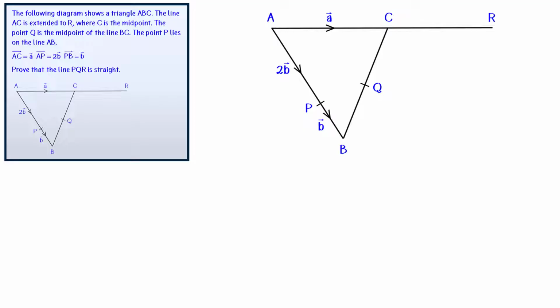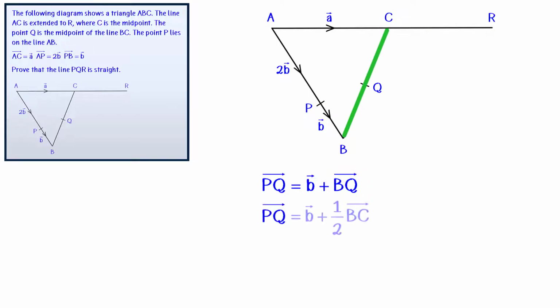So let's first find the vector PQ. To go from P to Q, we have two choices. You can either go from P to A, then A to C, and then C to Q, or from P to B, and then B to Q. I'm going to choose the latter. So the vector PQ is b plus the vector BQ. We don't have the vector BQ, but we do know that Q is the midpoint of BC. So PQ must be equal to b plus a half times the vector BC.